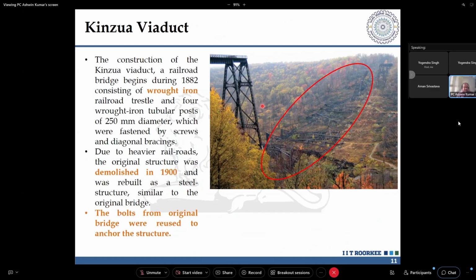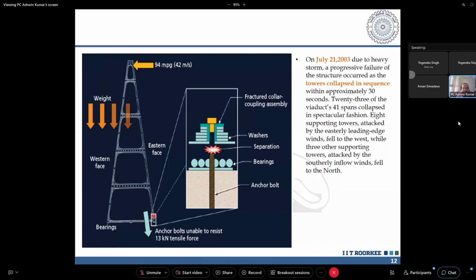Again, the Kinzua viaduct. You think of what mistake they made. It was made in 1882 to carry a railroad. A railroad bridge was formed. Due to the higher loads in subsequent years, when the loads increased on the bridge, they demolished the original structure and rebuilt a new steel structure to carry that increased load. But the problem was that the bolts from the original bridge were retained. The anchor bolts at the bottom, if you look at this particular image, were retained.